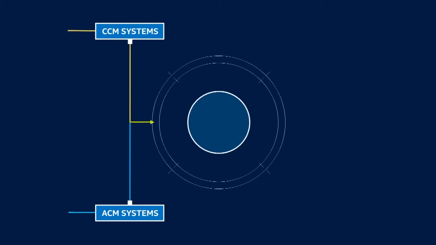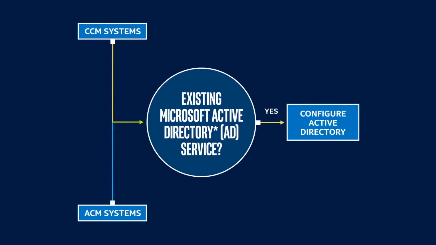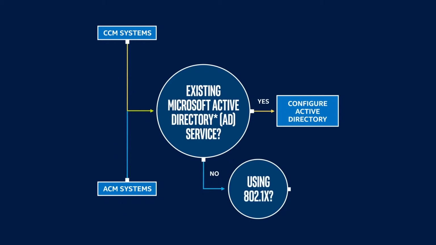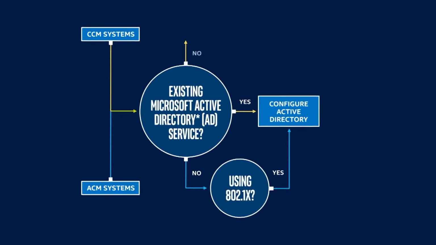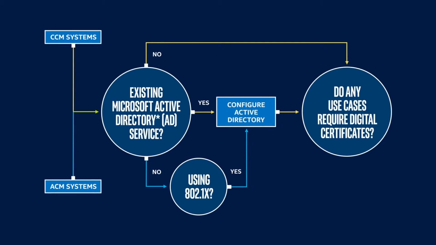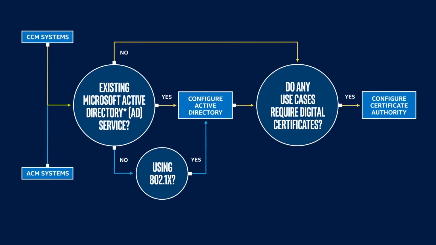Intel AMT fully supports a variety of Microsoft Enterprise services. If you have an existing Microsoft Active Directory service, Intel recommends you configure AMT endpoints for AD, which you will also have to do if you are implementing port-based authentication with 802.1x. Finally, when manageability use cases require digital certificates, as is the case for admin control mode, devices should be configured for Microsoft Certificate Authority or your preferred CA vendor.